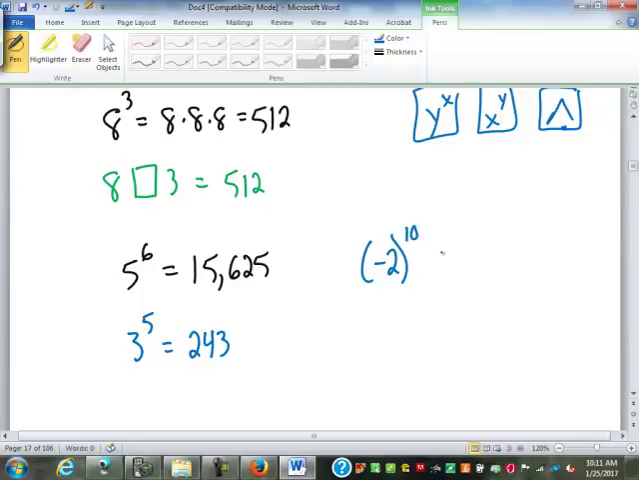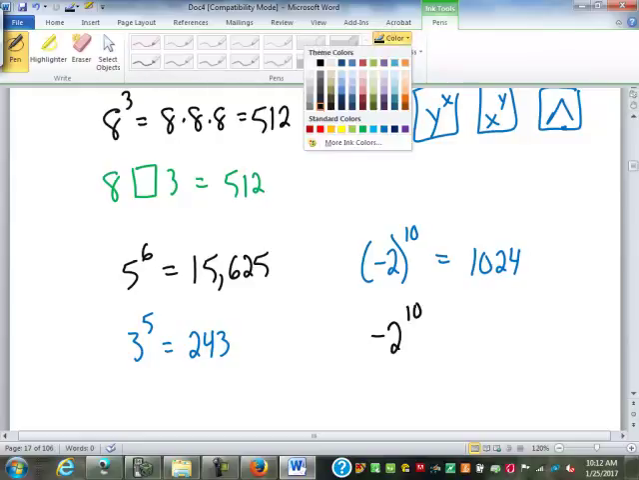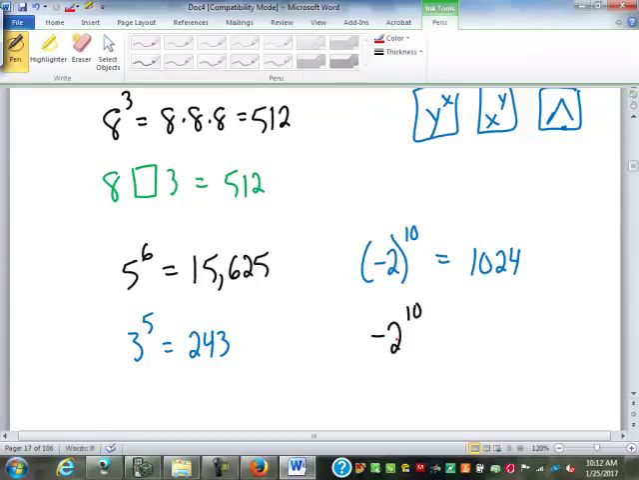Negative 2 to the power of 10. 1,024. Anybody get negative 1,024? Okay. So why is your calculator doing that to you? Well, if you enter it like this, negative 2 to the power of 10, we're going to talk about order of operations next. We're going to do that tomorrow. Order of operations says a power happens before a negative. So what your calculator is doing is 2 to the power of 10, which is 1,024, and then it's putting the negative on the front of it.